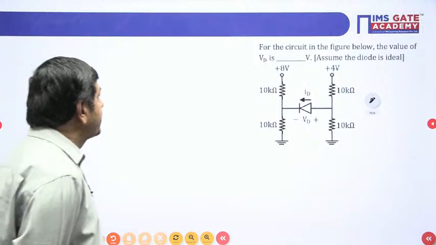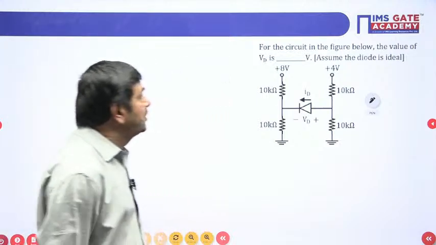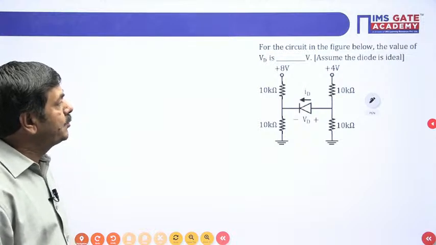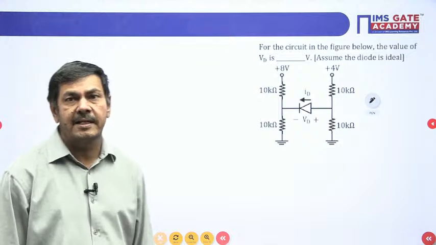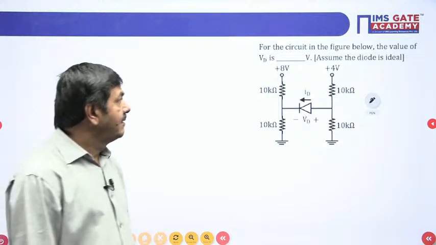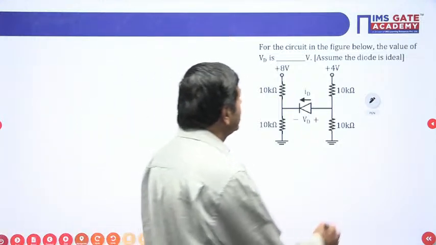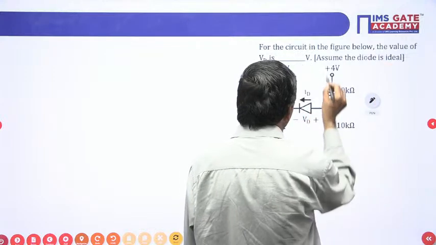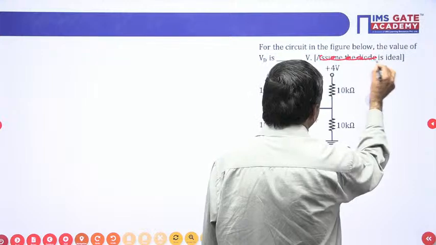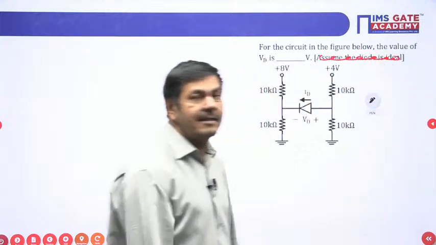What is given in this particular problem? For the circuit in the figure below, the value of Vd is dash volts. Assume the diode is ideal. Here, assuming the diode is ideal is not allowed, because we need the value of Vd, the voltage across the diode. It's not an ideal diode only now.